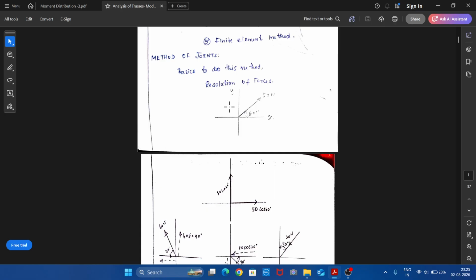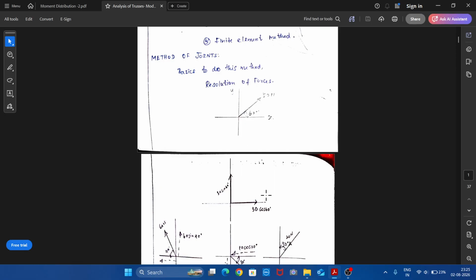So let us see some examples of how to resolve a force. Say we have an inclined force of 50 Newton acting at an angle of 60 degrees with respect to the x-axis, as shown in the diagram. This inclined force needs to be resolved along the x-axis and along the y-axis.